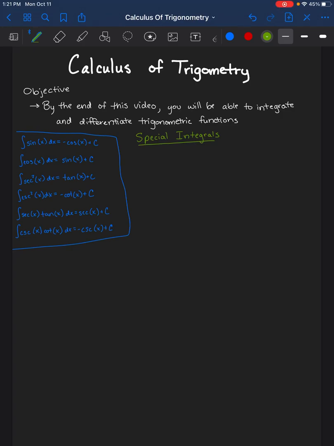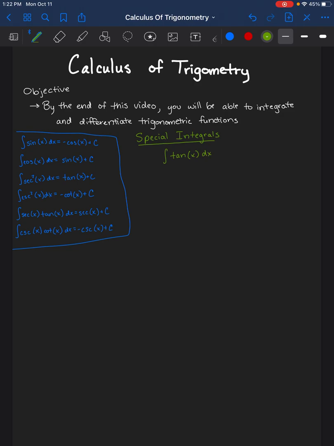All right, so in the last video, I was talking about the calculus of trigonometry, but more specifically about the basic six trig functions and how to take their derivative and how to integrate them. So we were talking about sine, cosine, tangent, cotangent, secant, cosecant. But I skipped over a couple of the interesting integrals, like, for instance, the integral of tan x dx.